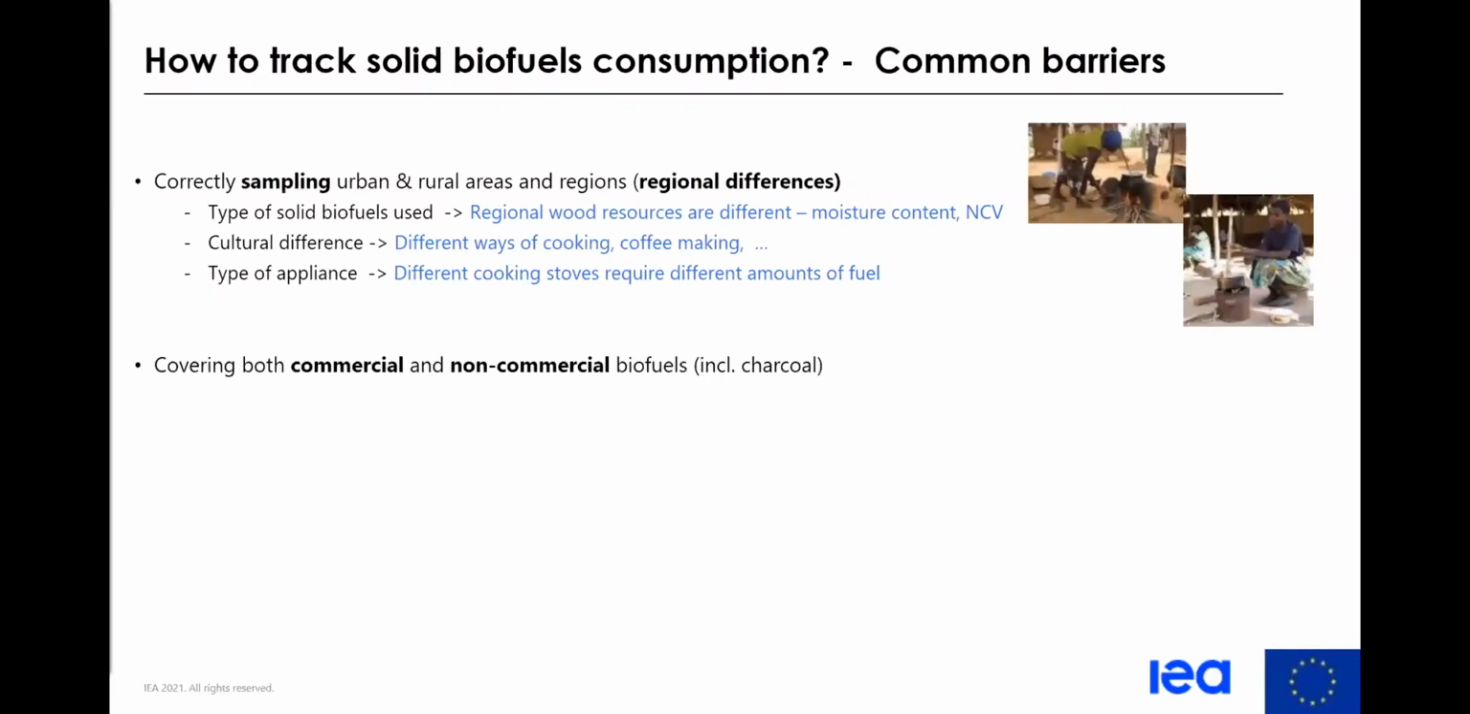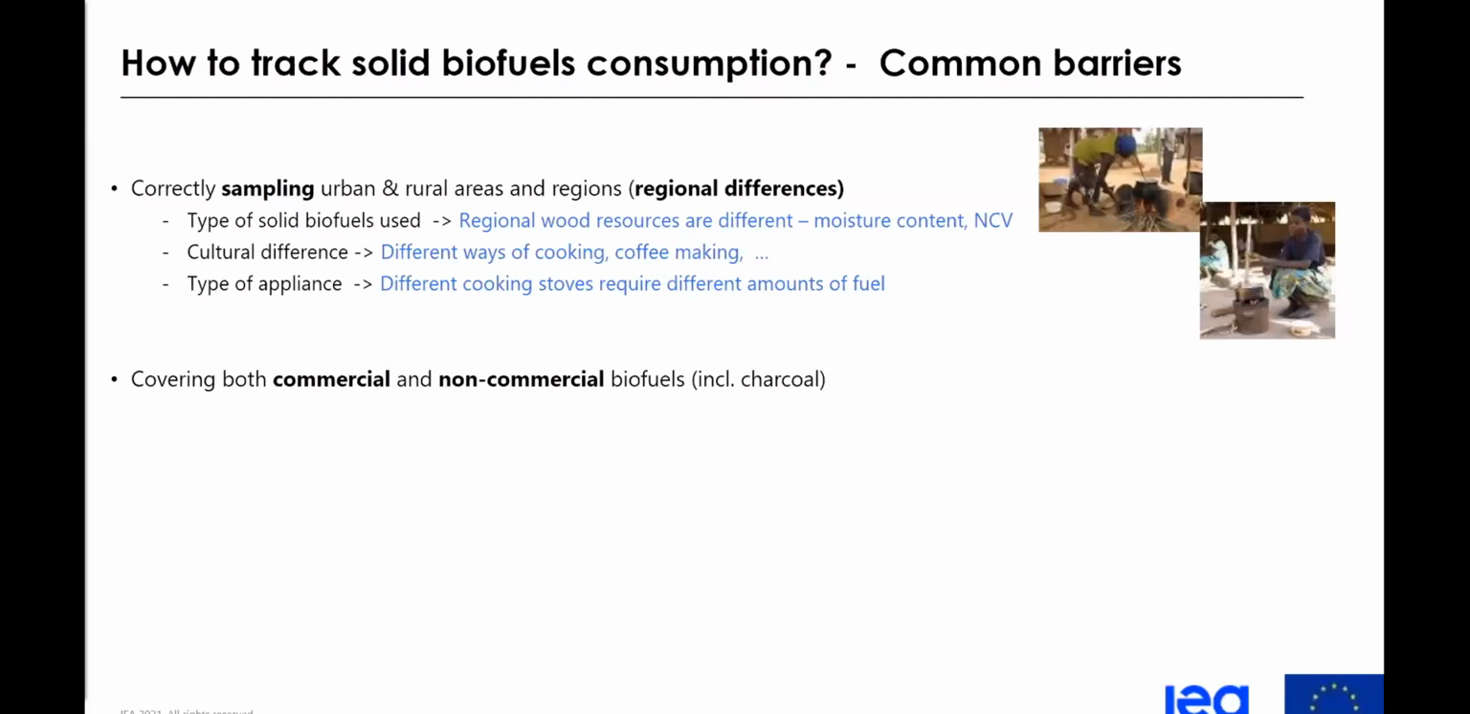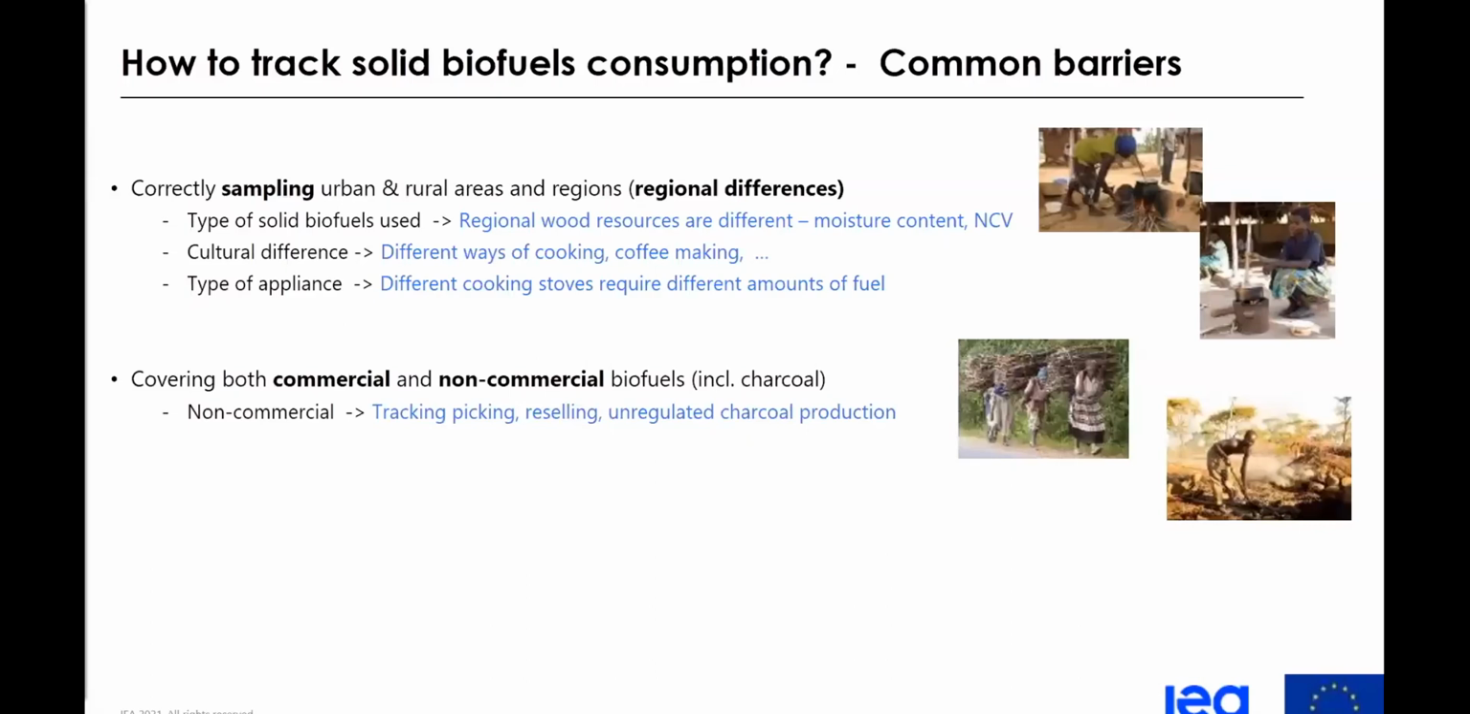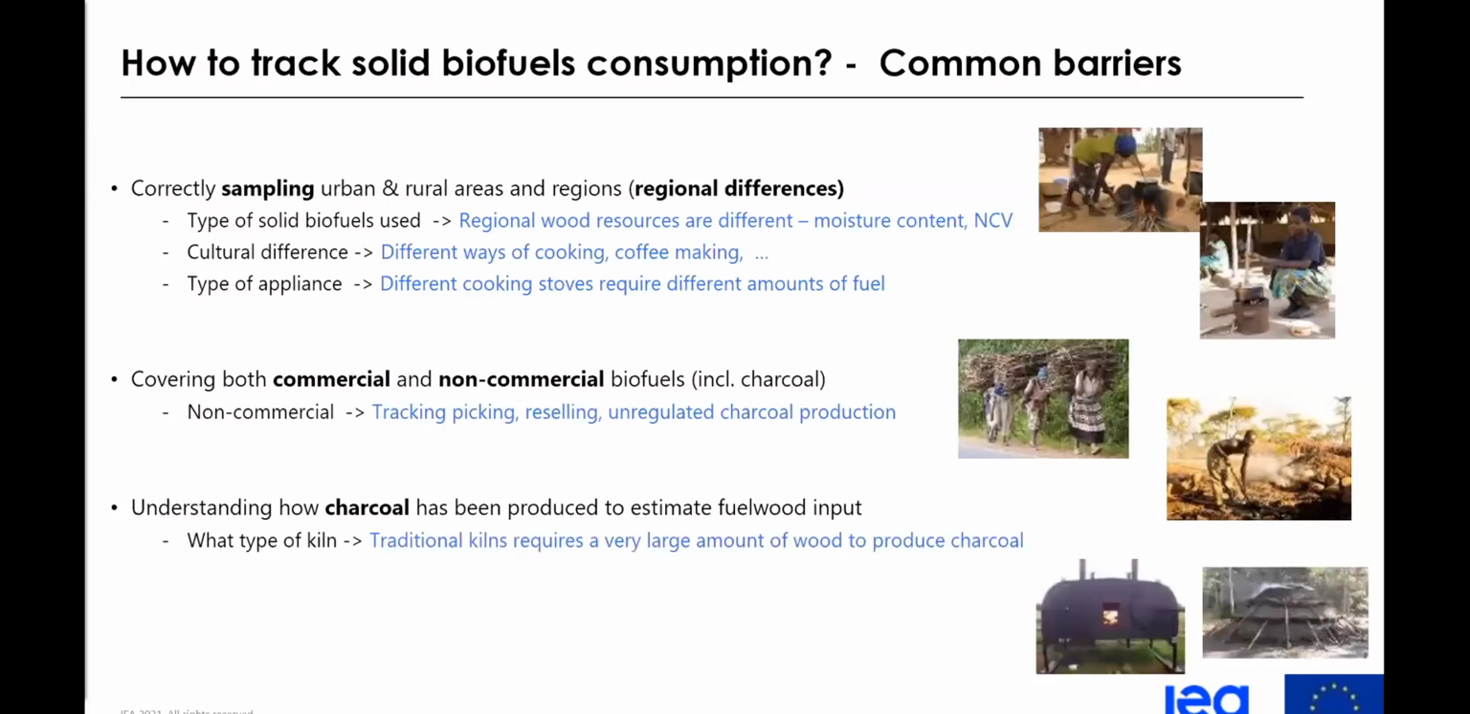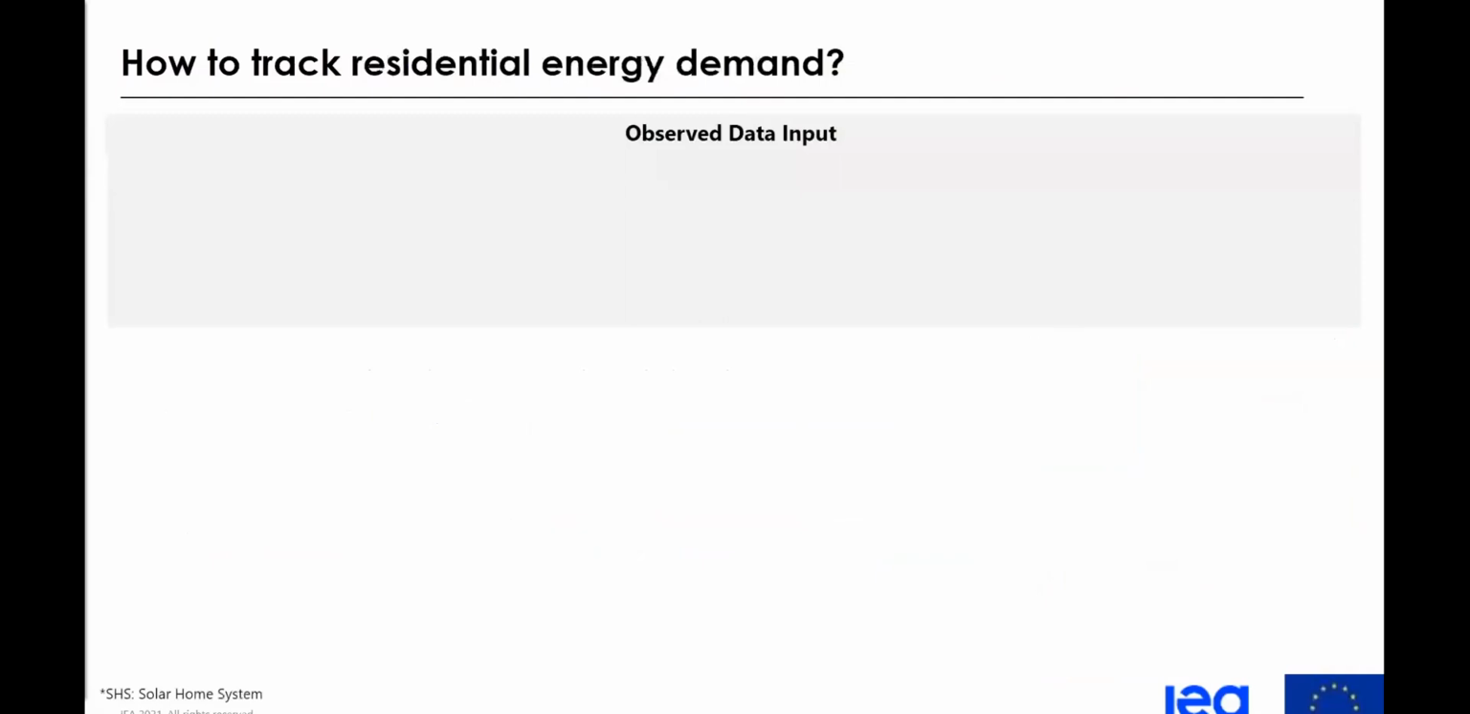We need to cover both commercial and non-commercial biofuels and include charcoal as well. For non-commercial, we need to track how much wood is picked, the reselling, also the unregulated charcoal production. There is also a need to understand how charcoal has been produced in order to estimate the fuel wood input. So what type of kiln has been used? Is it a traditional kiln or an improved one?